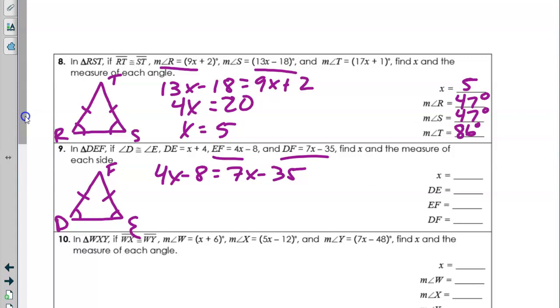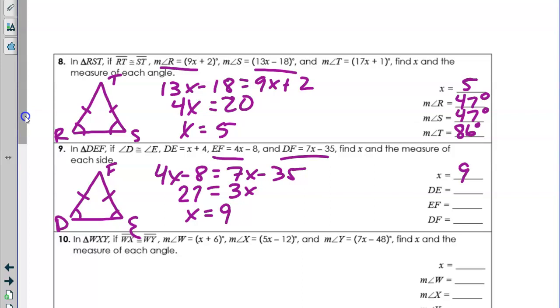Does that make sense so far? Great. Alright, we're going to subtract 4x from either side to get 3x. We're going to add 35. That's negative 8 plus 35, 27. Perfect. And what does x equal? Nine. Very good.